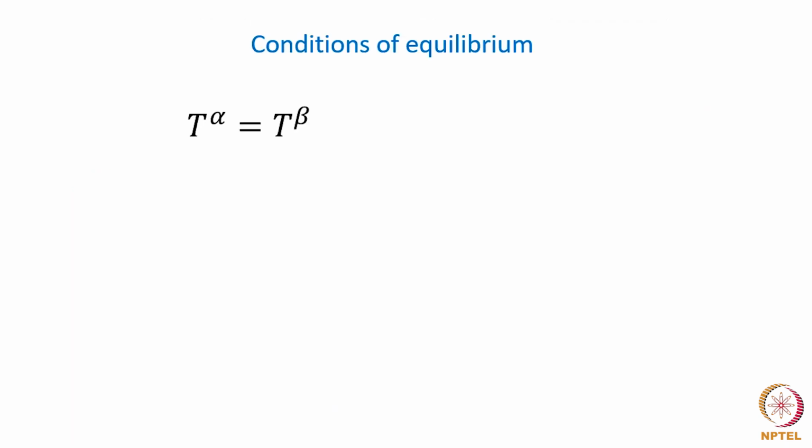So we write them as follows: T alpha is equal to T beta, and we refer to this condition as the thermal equilibrium, which is also something that is very familiar to us, because we say that two bodies are at thermal equilibrium when their temperatures are equal. So it's the same thing that we are applying at a micro level, where we say that the two regions or two phases alpha and beta are at equilibrium when their temperatures are equal.